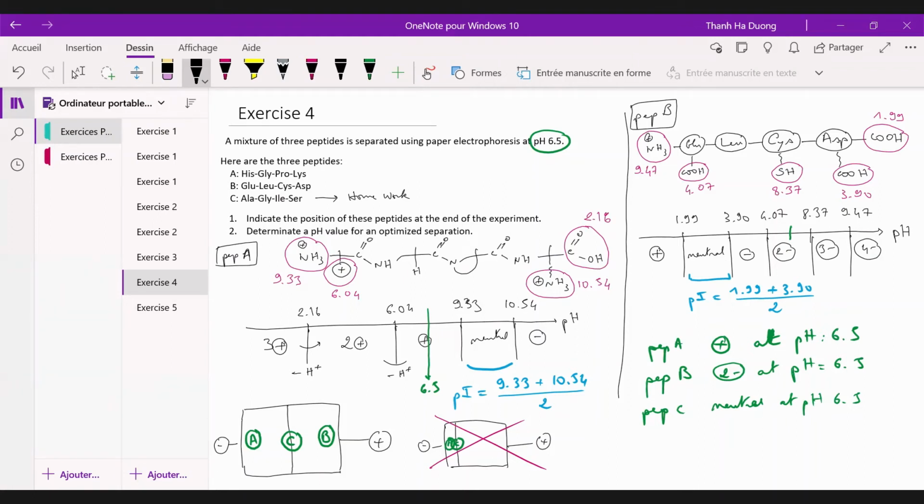Yes, I have a question. In exercise 4 you wrote 3 negatively charged, then 2 positively charged, and then 1 positively charged. So I am a little bit confused about how we determine which group releases a hydrogen when the pH increases.